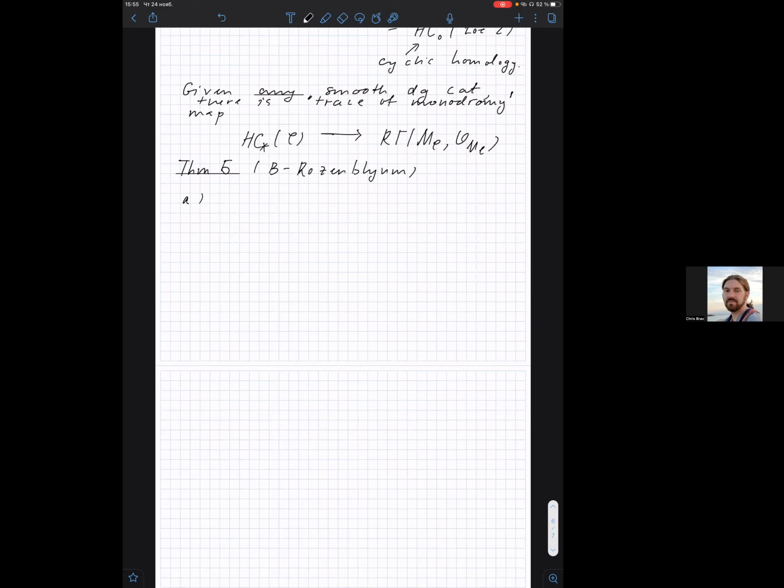So part A is that C now should be smooth with orientation of dimension D. And then the cyclic homology, cyclic chains, with this shift by 2 minus D, has a natural structure of differential graded Lie algebra.